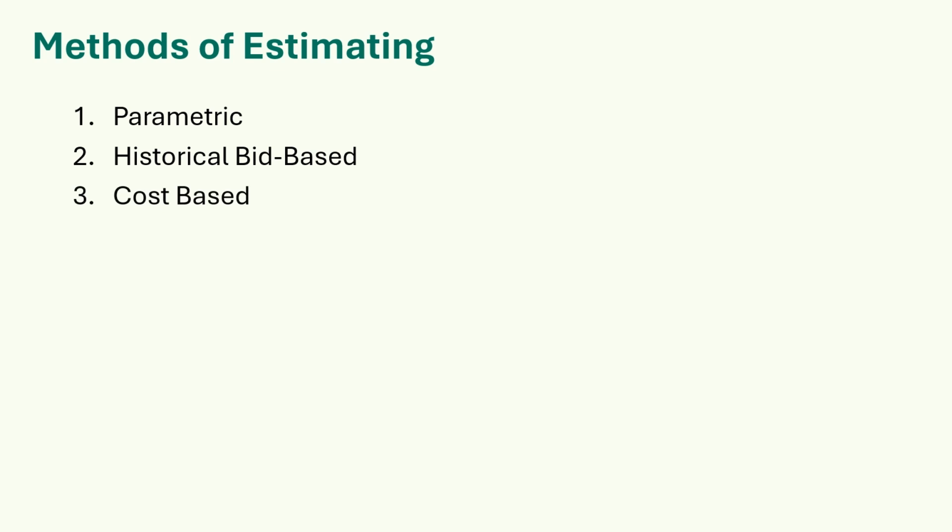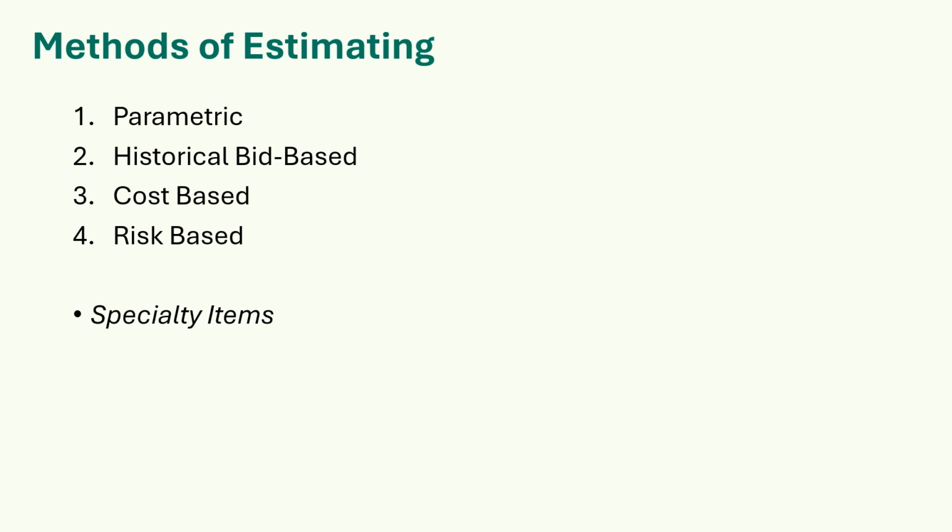There are 4 methods of estimating that may be applied to projects at various stages of development, and they include parametric, historical bid-based, cost-based, and risk-based. Each method offers techniques and tools. A combination of these methods is often used. Considerations should also be made for specialty items.